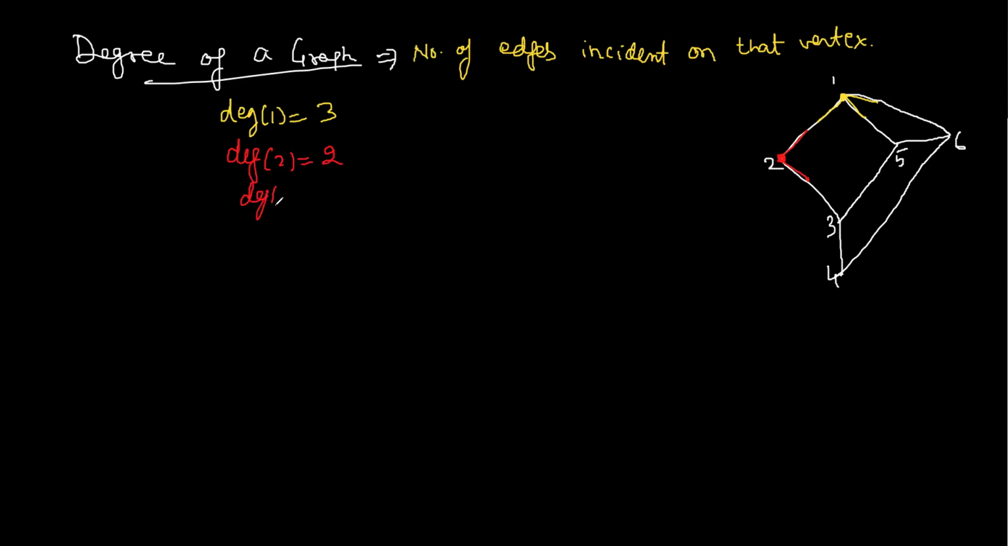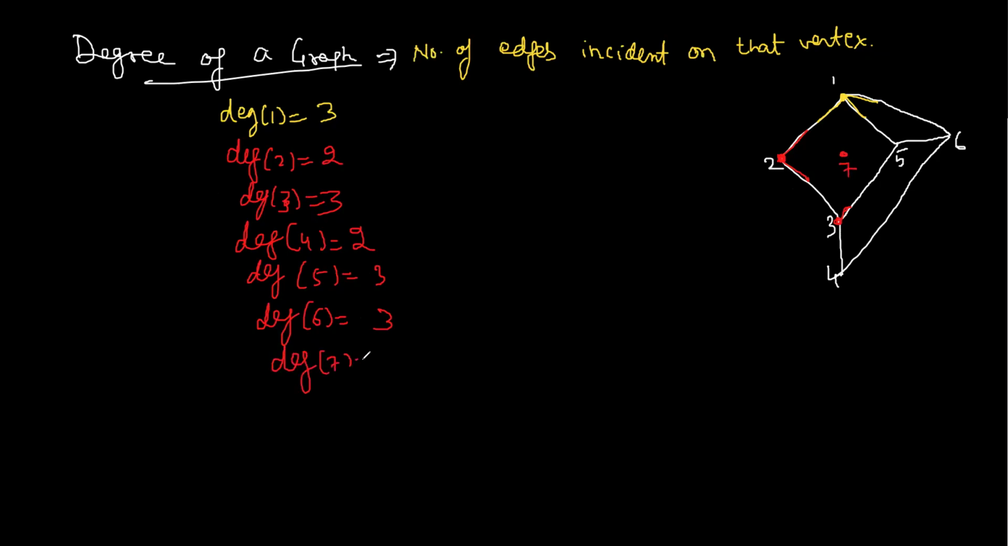What is the degree of 3? Means I am asking how many lines are attached, are connected. Yes, with 3. What is the degree of 4? 2. Degree of 5? Degree of 6? Understood? Degree? Let's suppose one more point is there. This is vertex number 7. What is degree of 7? 0. Okay? Yes. So this is degree.